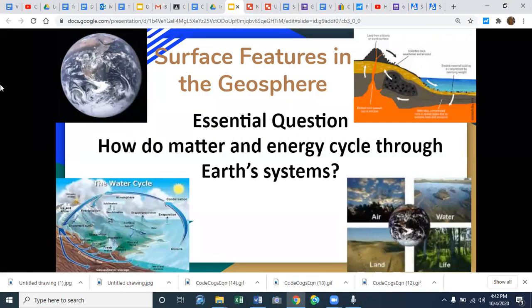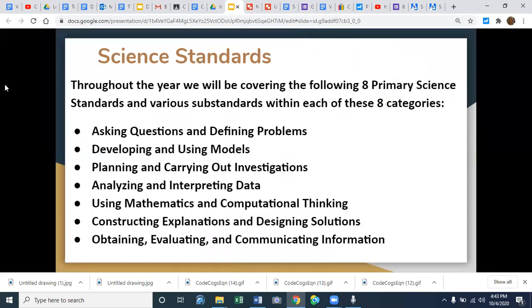The essential question is still the same. How do matter and energy cycle through Earth's systems? Today we are going to be talking specifically about the geosphere. Remember, there's 4 spheres: the hydrosphere, the geosphere, the biosphere, and the atmosphere. Here are our science standards. Know these standards because these are the ones we're going to have all year.